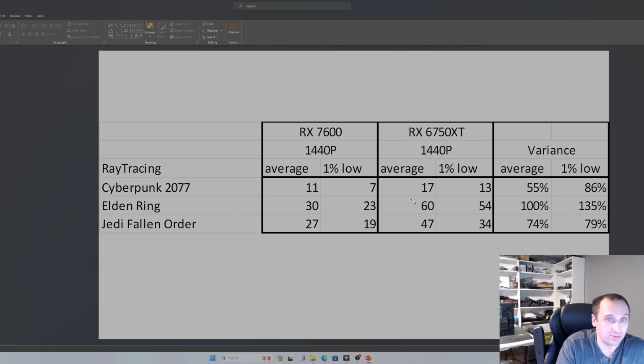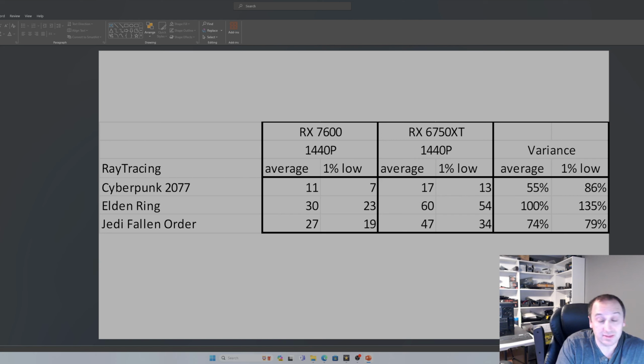Yes, Elden Ring, like I said, it's capped at 60, so you can play Elden Ring with ray tracing on and get considerable performance over the 7600. Cyberpunk 2077, not even going to happen. Jedi Fallen Order, you potentially could play it at that if you want. It could be a little jittery, though. You're going to have an average or a 1% low of 34, but still considerable performance over the 7600.